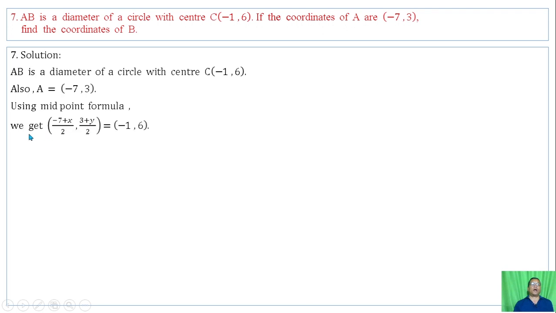Using the midpoint formula, the midpoint of A and B is the center. Equating these two ordered pairs, x1 equal to x2 and y1 equal to y2. We have this. From this, we have x equal to 5 and y equal to 9. The coordinates of B is (5, 9).